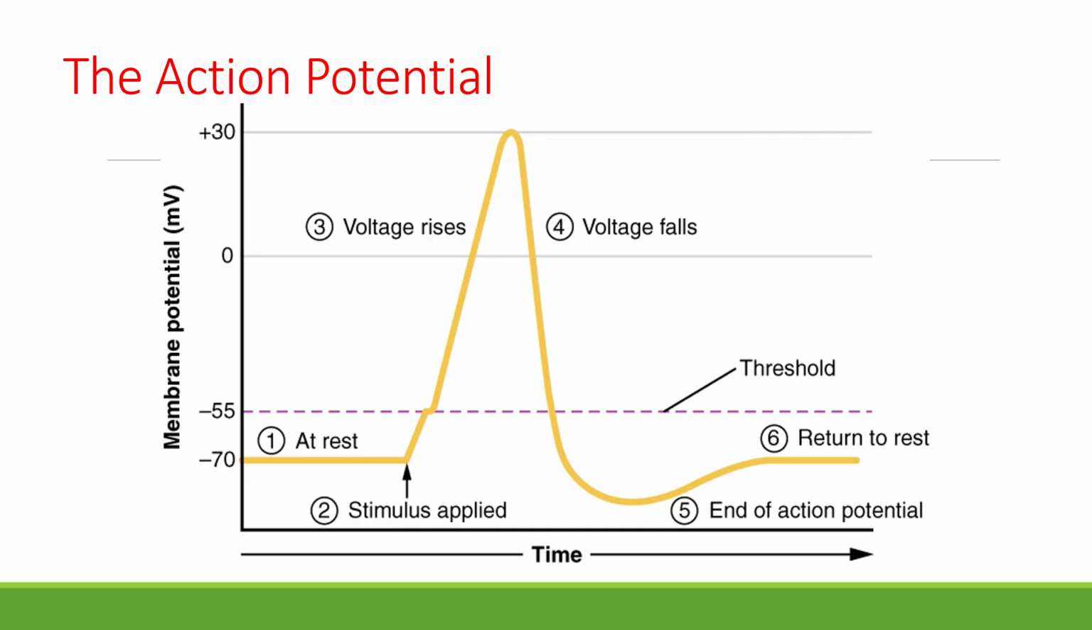So just a little bit more detail, that's what happened at -70. We're said to be at rest. We get a stimulus. We get enough stimulus that we reach threshold at -55. The voltage rises till we hit about +30, and then it starts to fall. And as it falls, it actually goes beyond the -70 to -80, at -90 or so, and then it returns back to rest.